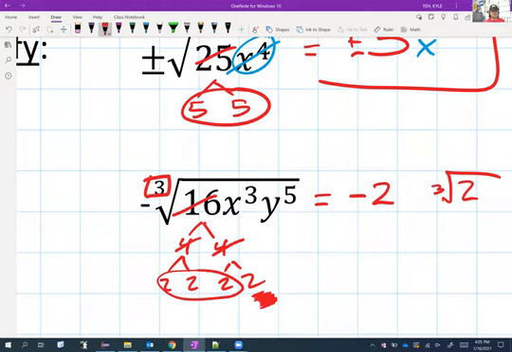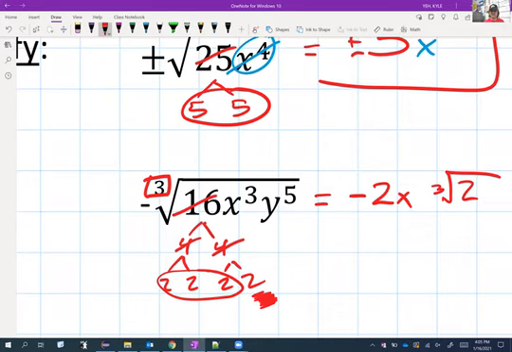X cubed, picture them. I'm not going to write them out this time because I want you to start picturing them in your head a little bit. We have 3 x's. We're looking for groups of 3. There's our group of 3 and nothing left over. So the cube root of x cubed, we can pull an x out, nothing left inside.